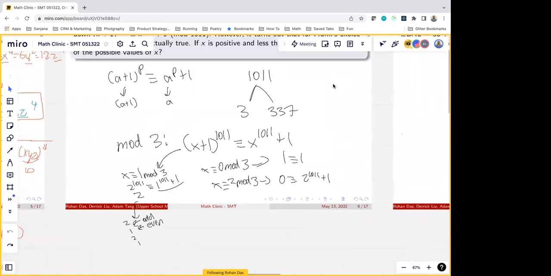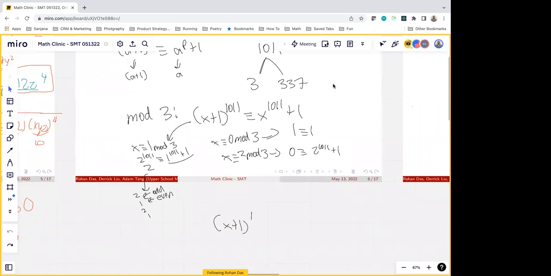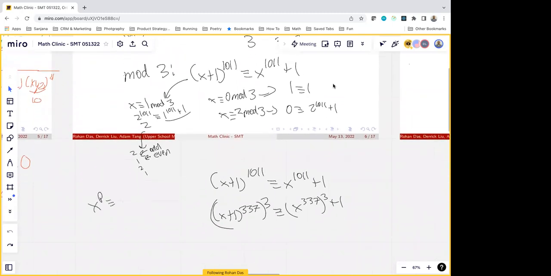And we can look at the condition again. It says (x plus 1) to the 1011 is congruent to x to the 1011 plus 1. And now we can use the idea I mistakenly used in the mod 3 part and separate this into 337 and 3. Then Fermat's little theorem states that x to the p is congruent to x mod p for all x. So this is (x plus 1) cubed is congruent to x cubed plus 1.